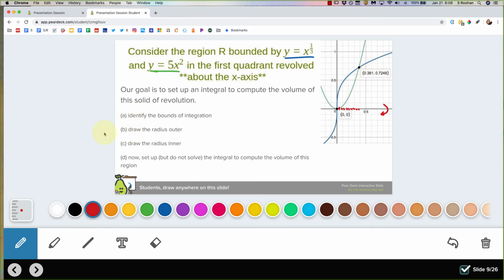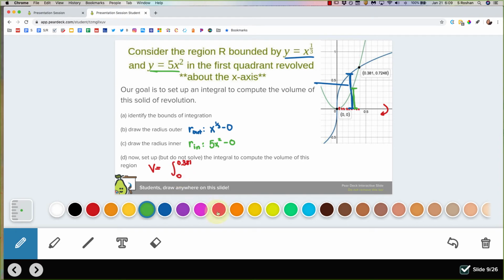And even though that's part A, I know that my goal in part D is to set up the volume equation, so I'm just going to put that answer right down here. Draw the radius outer and radius inner, so I'm just going to go from the curve to where I'm rotating about. The longer line is my radius outer, so our radius outer is going to be top minus bottom, x to the 1/3 minus 0. The radius inner is going to be top minus the bottom. That's the shorter one. Radius inner, 5x squared minus 0.